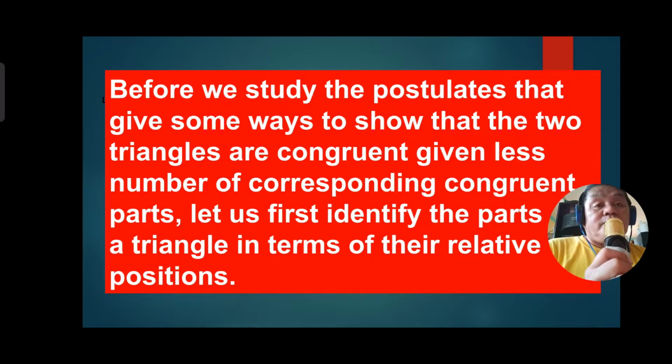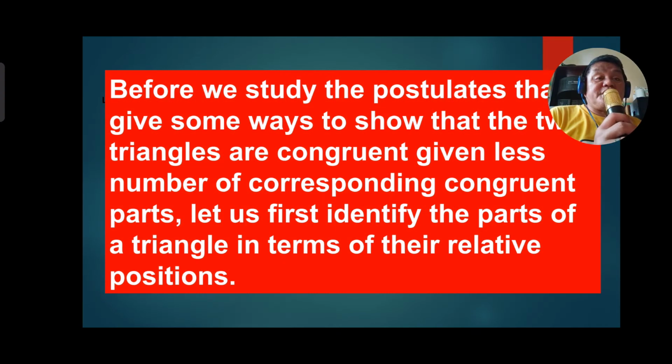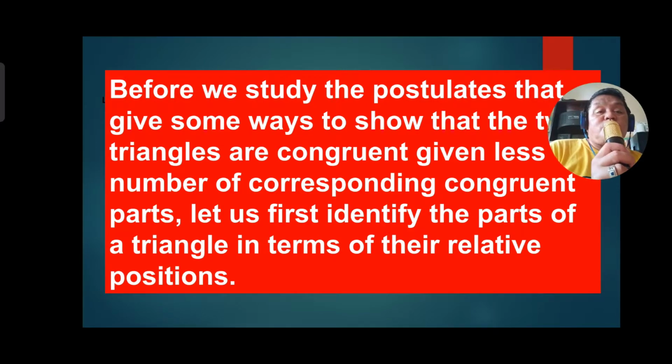Now, before we study the postulates that give some ways to show that two triangles are congruent given the least number of corresponding congruent parts, let us first identify the parts of a triangle in terms of their relative positions.